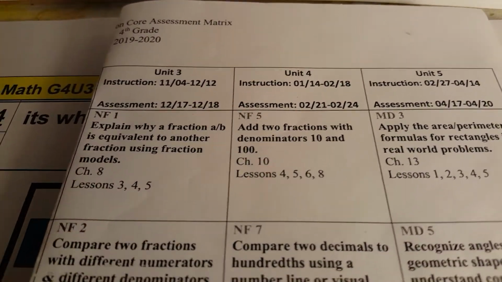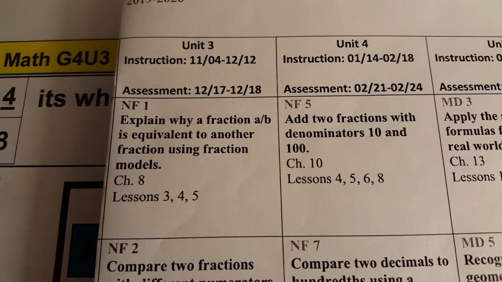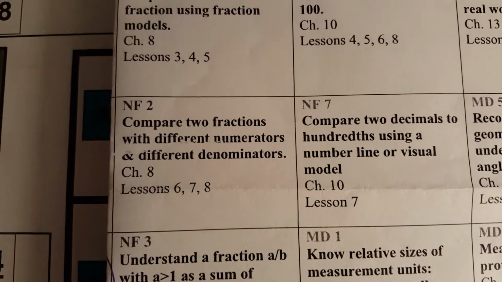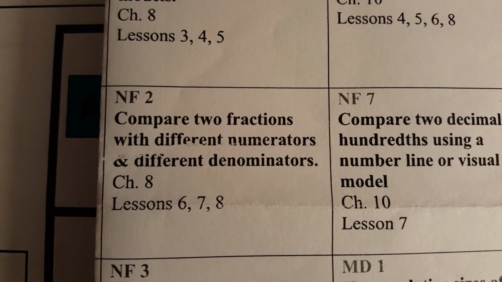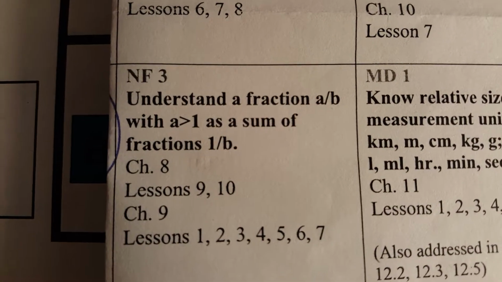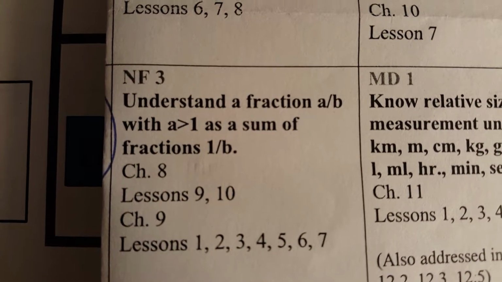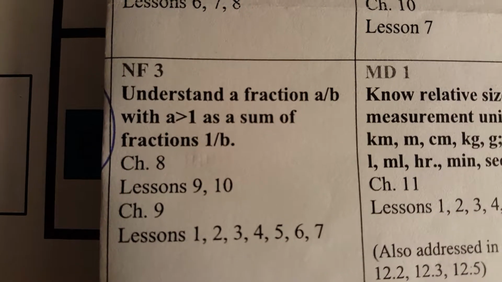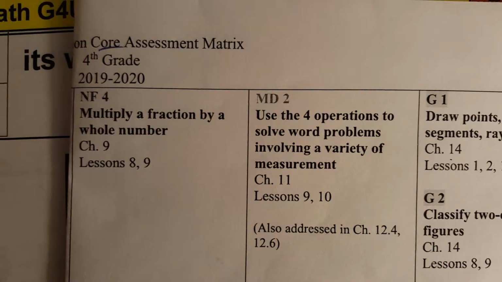NF1 is explain why a fraction a over b is equivalent to another fraction using fraction models. NF number 2, compare two fractions with different numerators and different denominators. NF3, understand a fraction a over b with a greater than 1 is a sum of fractions 1 divided by b. What does all that mean? I guess we got to see it in action.